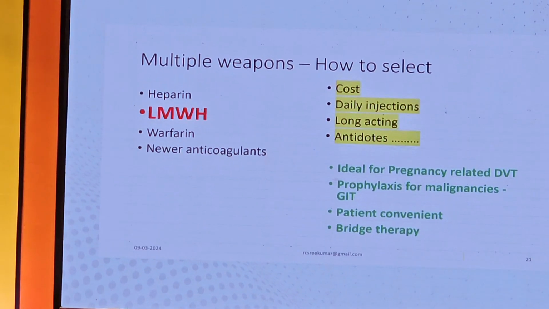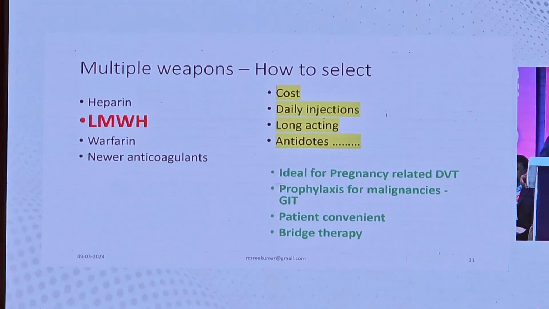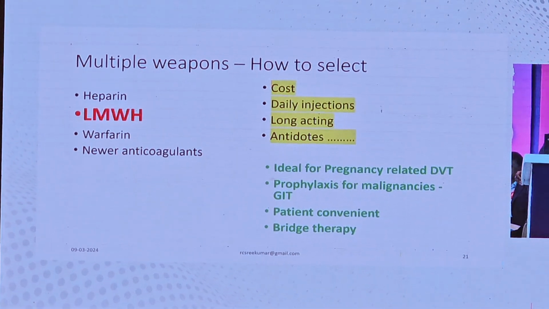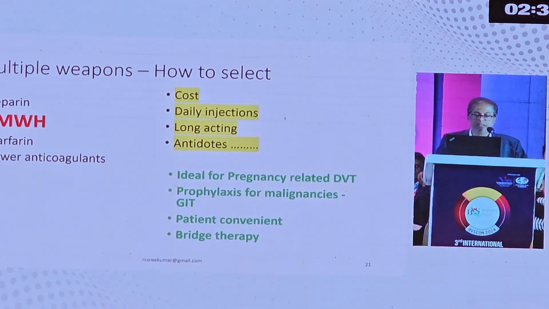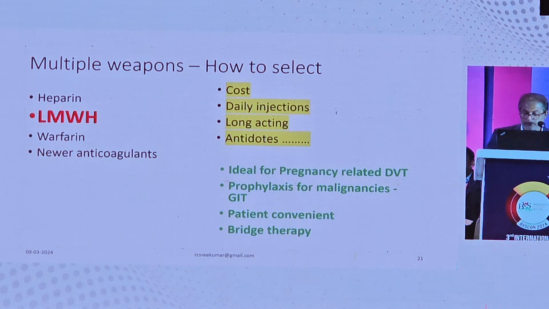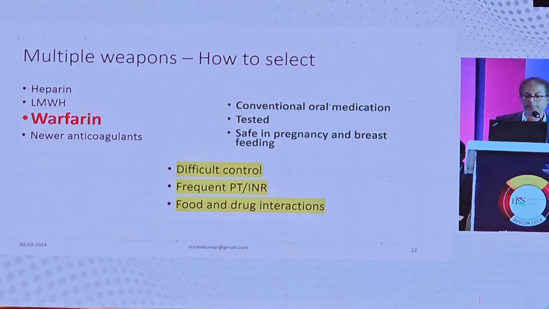Low molecular weight heparin is compared to the safer options, and is costlier. Daily injections are required for the patient and some are long-acting, but antidotes are still available. And this I asked Dr. Patel in the morning, it's ideal for pregnancy and lactating ladies. It is the ideal one for long-term malignancy prophylaxis, particularly GI malignancies, and it's patient convenient if they can afford it. And it's suitable for bridge therapy also.